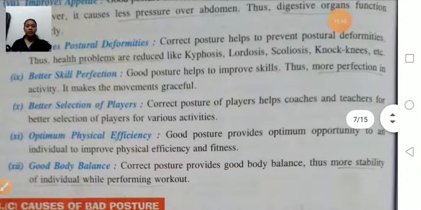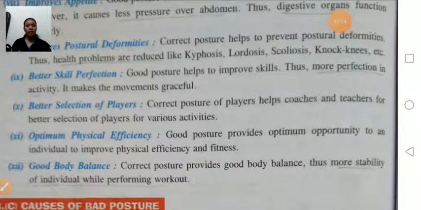Better selection of players. Correct posture of players helps the coach and teachers in better selection of players for various activities. If a person has problems like knock knee, kyphosis, or round shoulders, then according to that, the coach and the teachers select the player for the tournament or for any activity according to their structure.